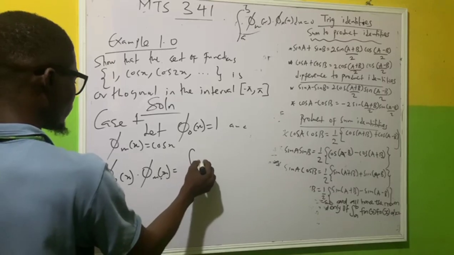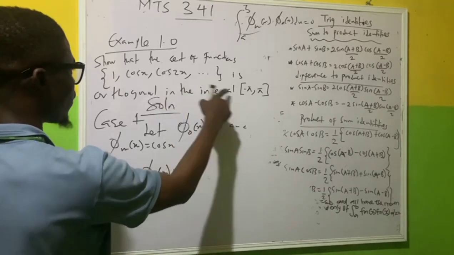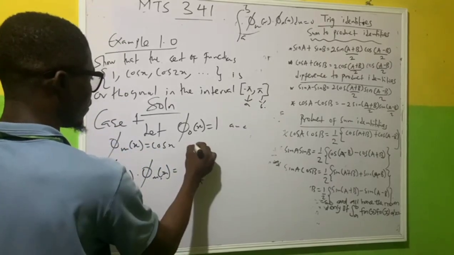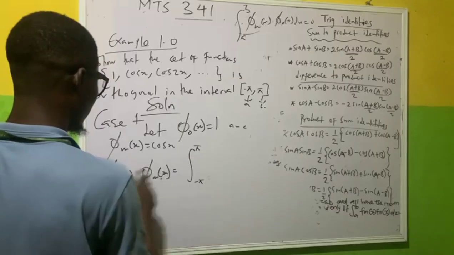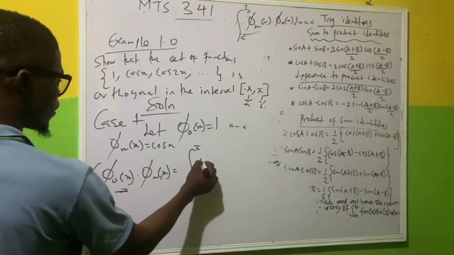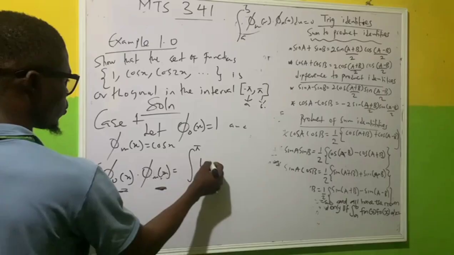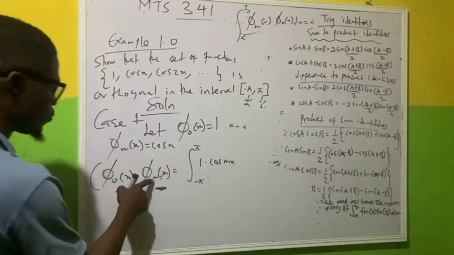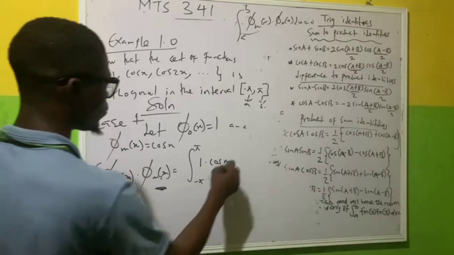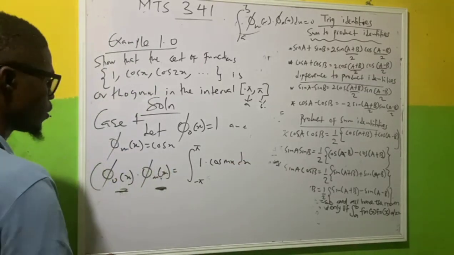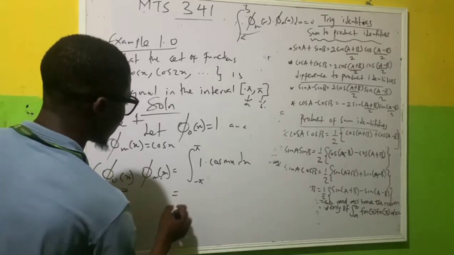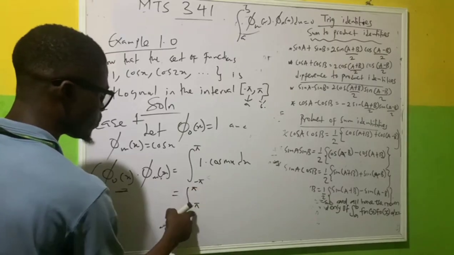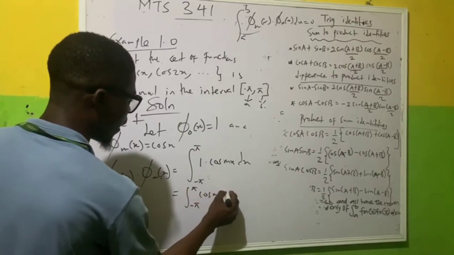What's our a? On this interval, this is a and this is b, so that's minus pi to pi. What do we have here? This is 1 times cos mx. So when you multiply this together, you have the integral from minus pi to pi of cos mx dx.